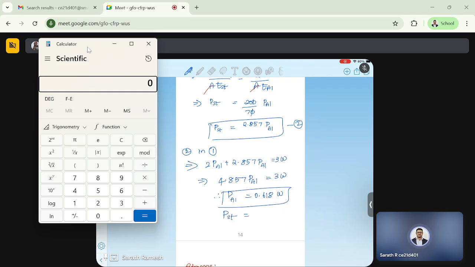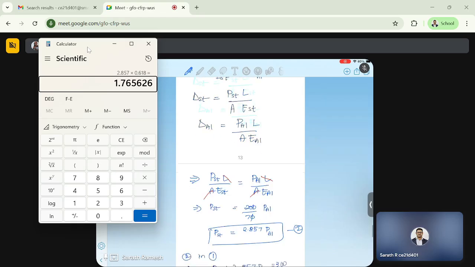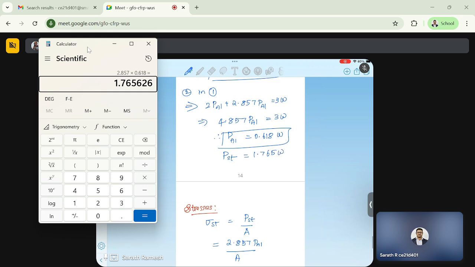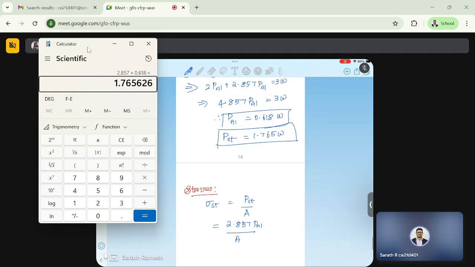And steel will be 2.857 times 0.618. This is 1.765, but there is one more W, no? So this is 3W, right? So correct, I thought 1W. Fine. So this is P_aluminum and P_steel in terms of W. Now we are ready to substitute and get the answer for W.